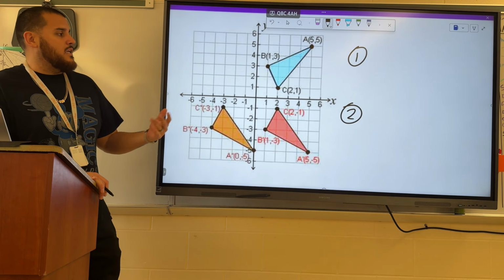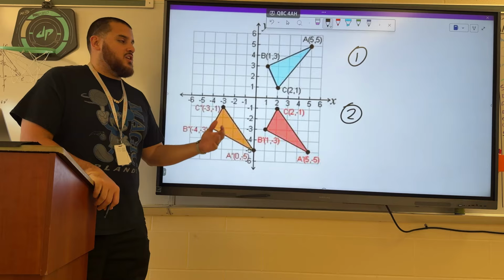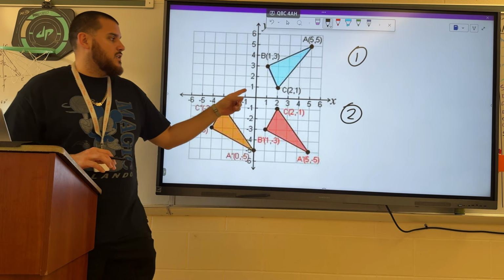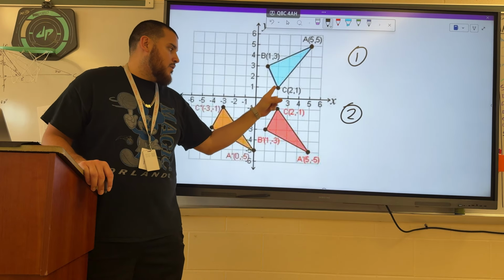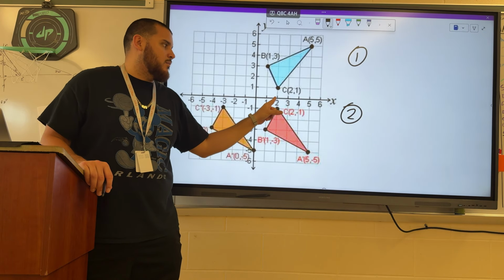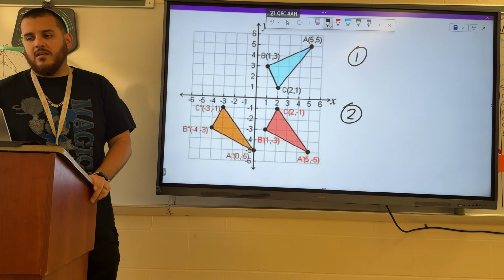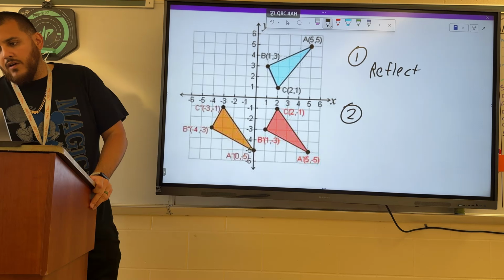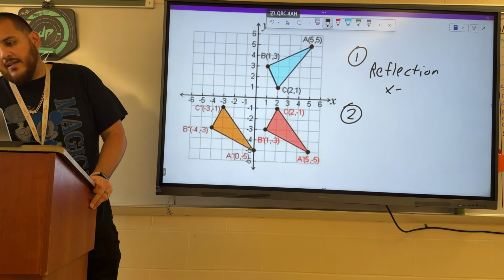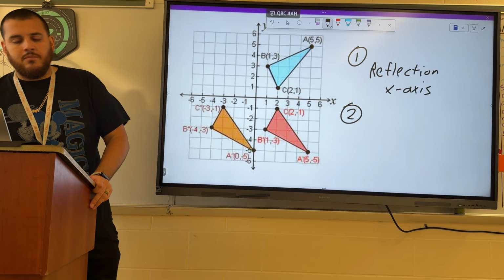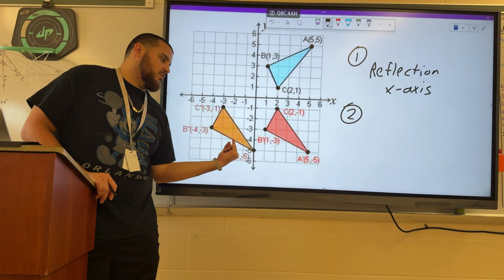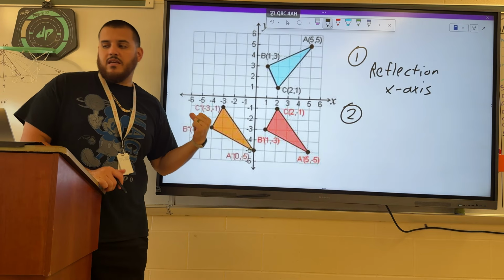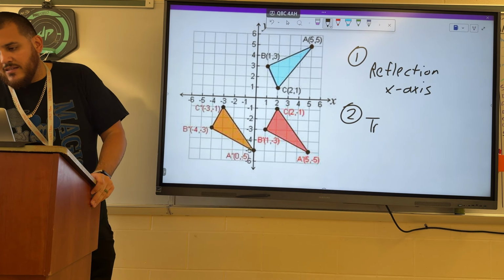And again, there's indicators here that a reflection has happened. It looks symmetrical over the x-axis. We can also look at the midpoints of A to A prime, C to C prime, B to B prime, and determine that those are all on the x-axis. So that means that this is a reflection over the x-axis. Next, we have to describe the transformation that gets us from this triangle to this one. And this just looks like a slide, like all of our points have just gone to the left. And that is a translation.